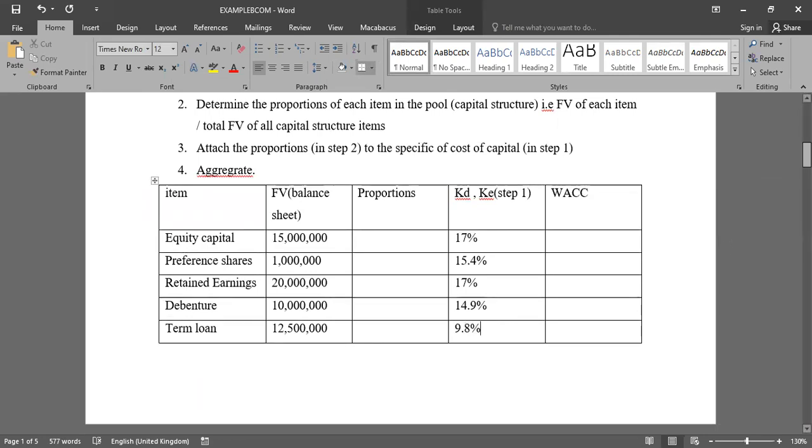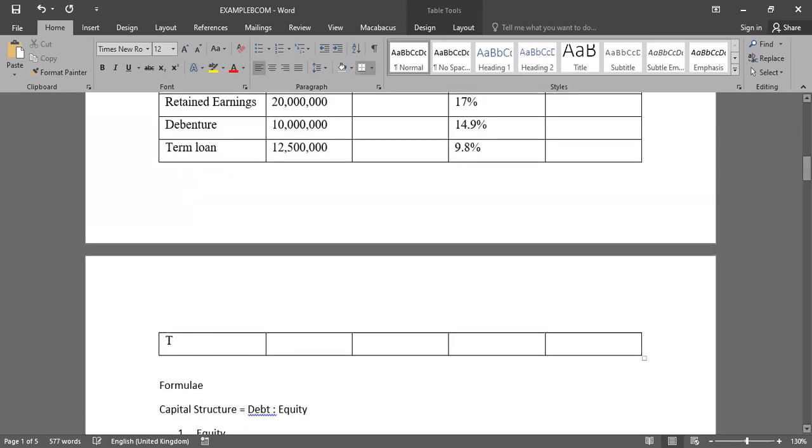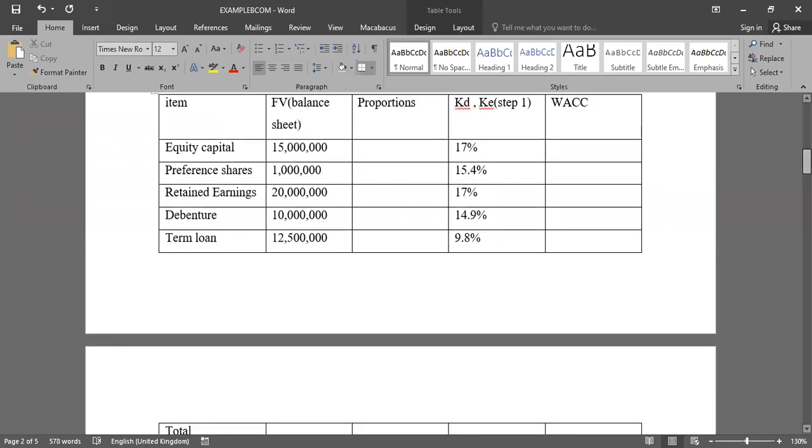Once you're done with that, you've done step one, now you go to step two. Step two, like I said, is the proportion. The proportion needs us to have totals here. When you add these, what do you get? This is 16, 36, 46, 58,500. You can confirm with me in case I'm right. Then proportions, like I already said, is just the specific item divided by the total.